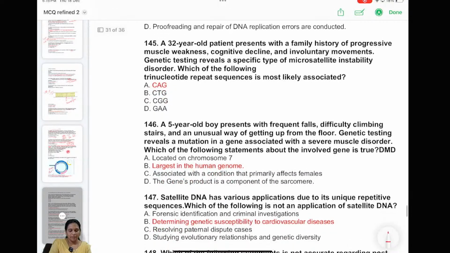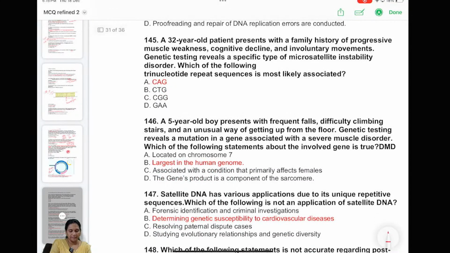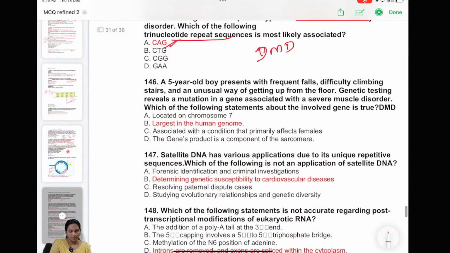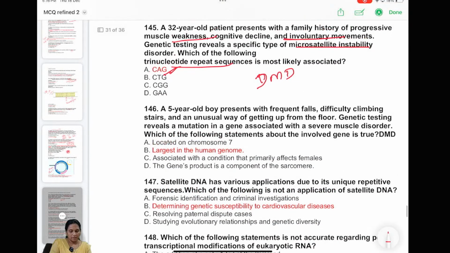A 32-year-old patient presents with family history of progressive muscle weakness, decline, involuntary movements, microsatellite instability, CAG repeats. Okay, which will it be? Duchenne muscular dystrophy. Okay, CAG repeats will be there. This is Duchenne muscular dystrophy. I will clarify and tell.